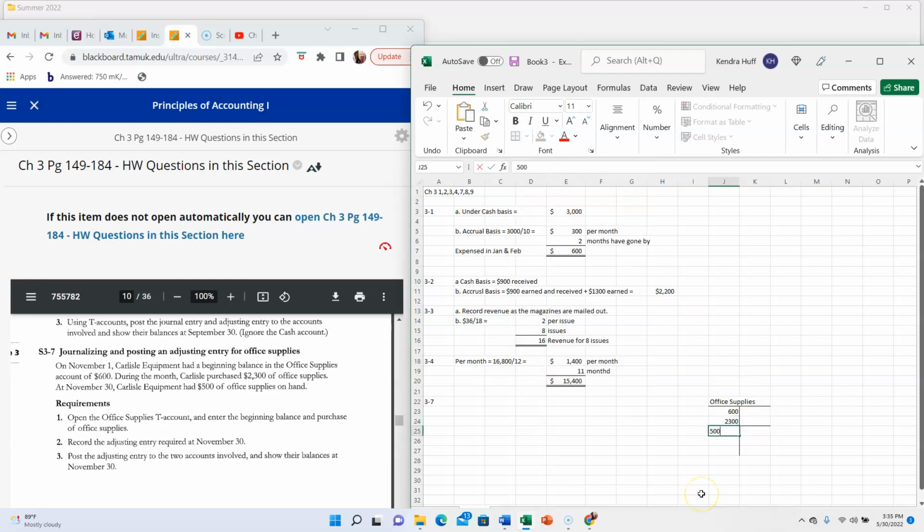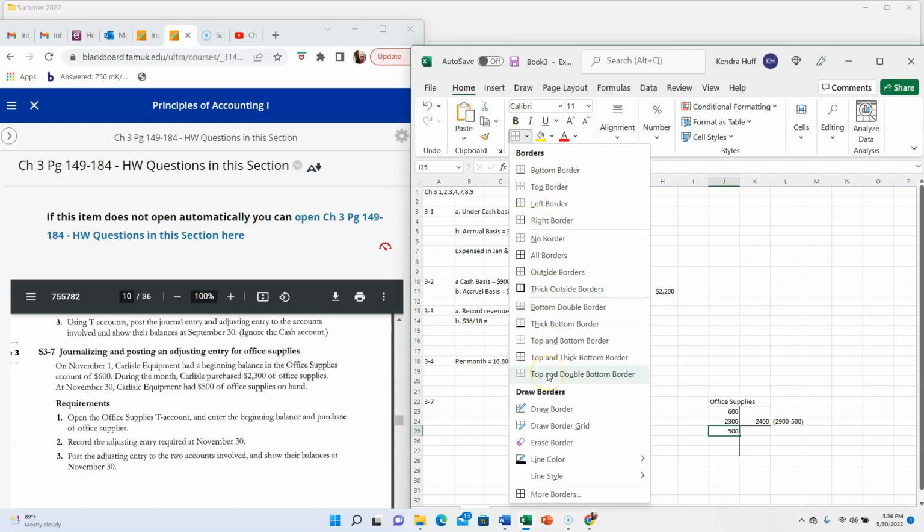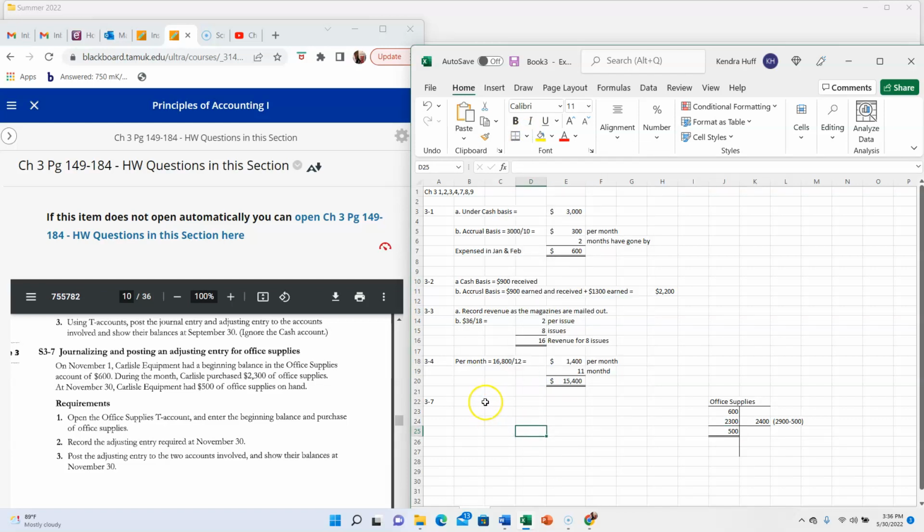So we only had $500. Well, we currently have $2,900 in there, and it should only be $500. So you have to figure out how much you used up, and that would be on the credit side. So I'm going to do the $2,900 minus the $500. So I must have used $2,400 of office supplies up to make that balance out. And they want us to do the journal entry for that.